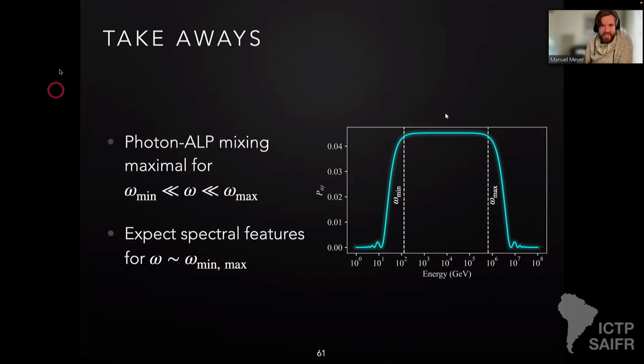Okay, so takeaways from this longish discussion. Photon outmixing is maximal for these energies. And we expect spectral features around this minimum and maximum energy. Okay. So, let me think if we go to the quiz now or later. I think we just take one more thing and then I'll let you do some work.